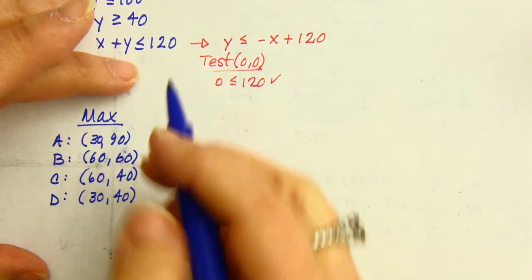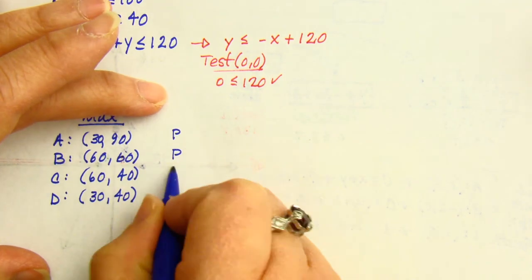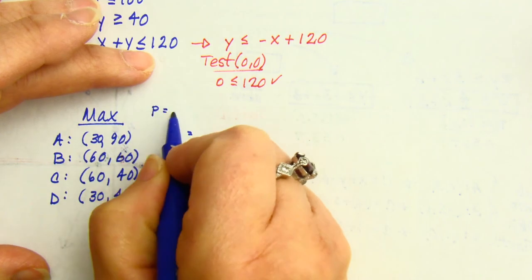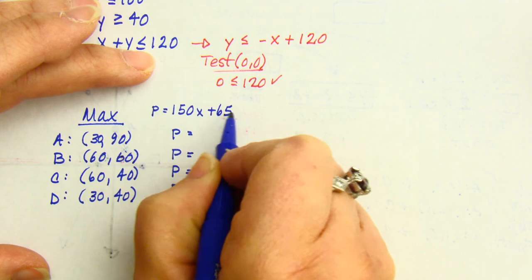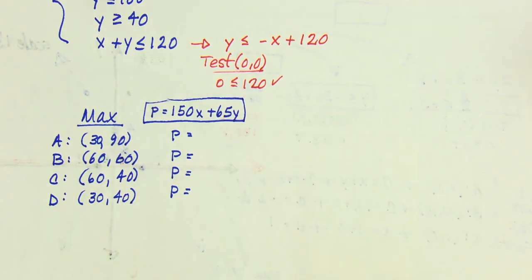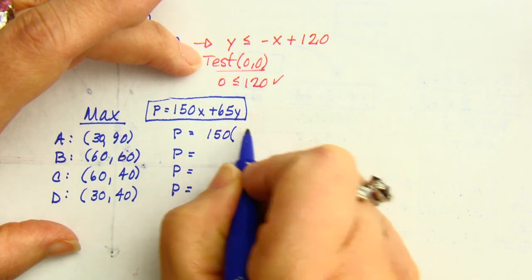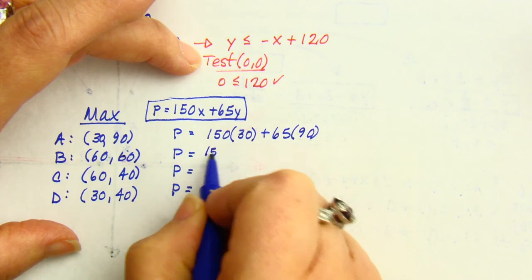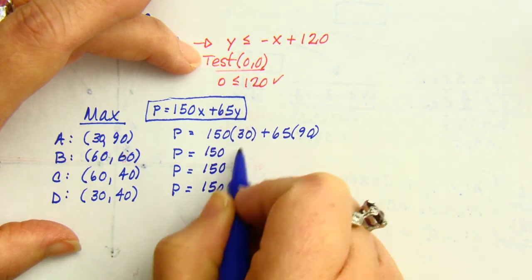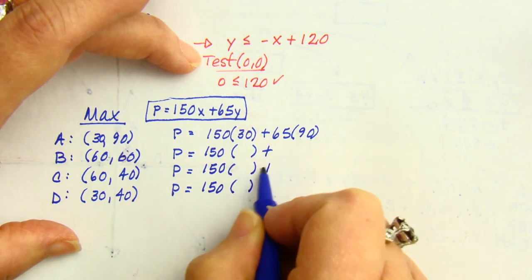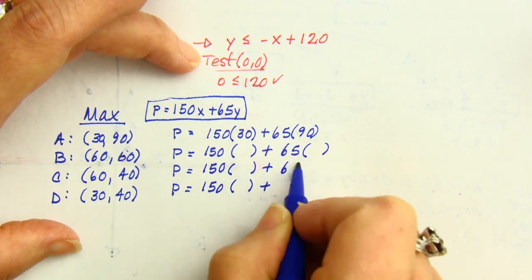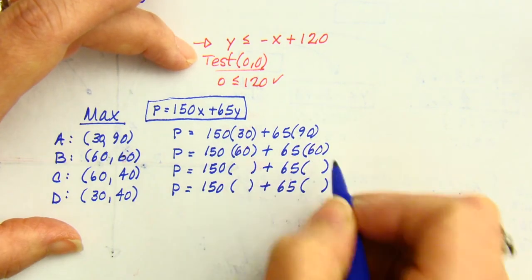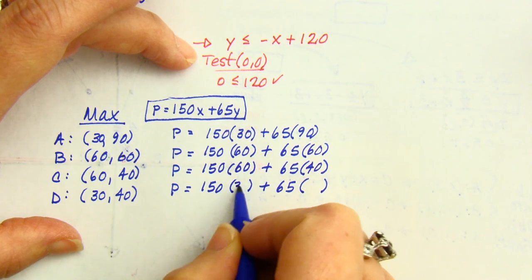All right, what do I do with them? Well, I substitute them into the profit objective function. You could write the objective function right here, P equals 150x plus 65y, so that you're writing it only one time and not 4 times. So I have to substitute. This is 150 times x is 30 plus 65 times y is 90. 150, I'm going to write them all because they are the same. Space for x plus 65, space for y. Now I'm going to take the values for my ordered pairs and substitute them. I got 60, 60, 60, 40, and 30, 40.